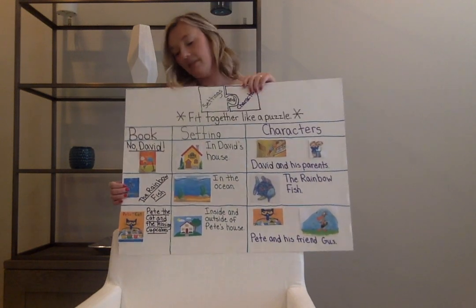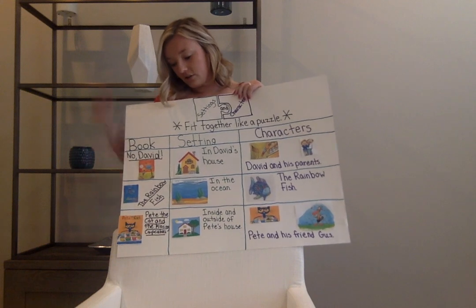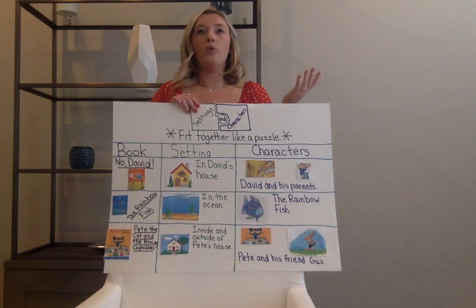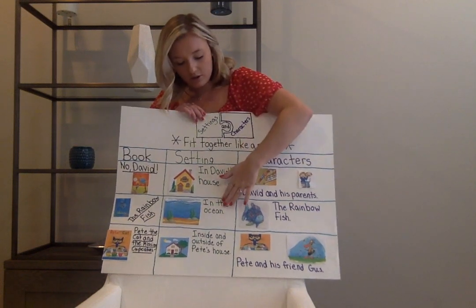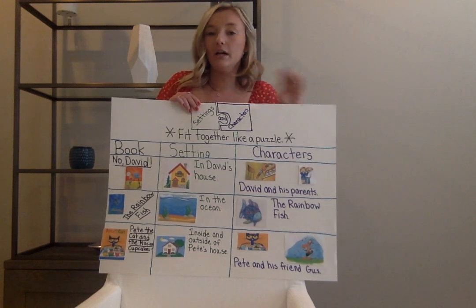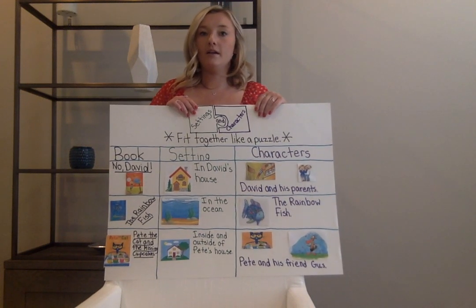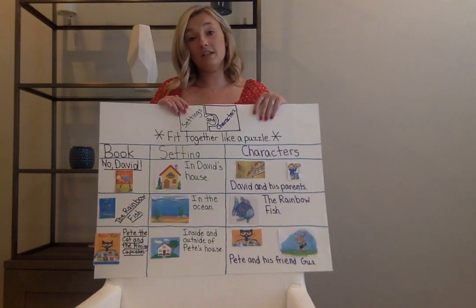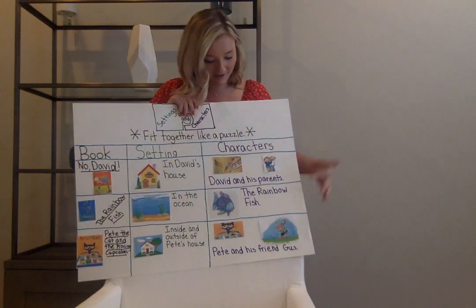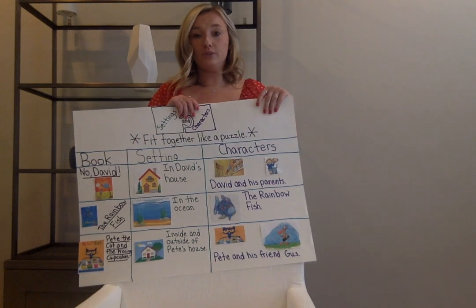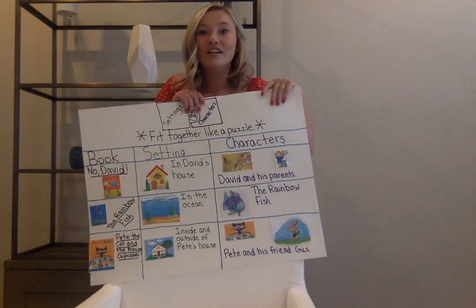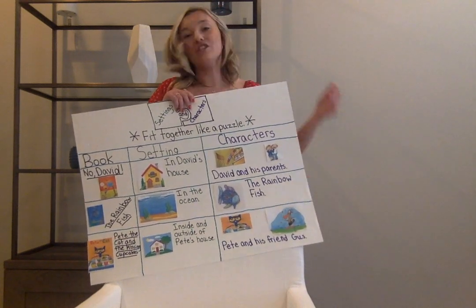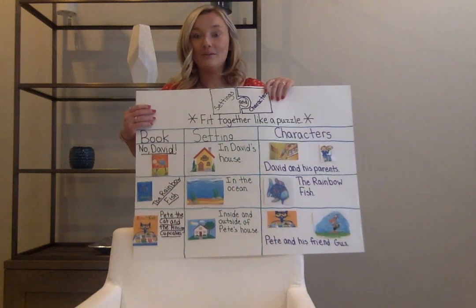The second story that we read aloud in class that I have on this chart is called The Rainbow Fish. Now remember, the setting is when and where a story happens. If we think back to that story, we know the story is about a fish, right? And where do fish live? In the ocean, right? So the setting took place in the ocean. And for the characters of The Rainbow Fish, again, the author gives us a clue in the title of who the story is going to be about. The Rainbow Fish, good. That is a character.